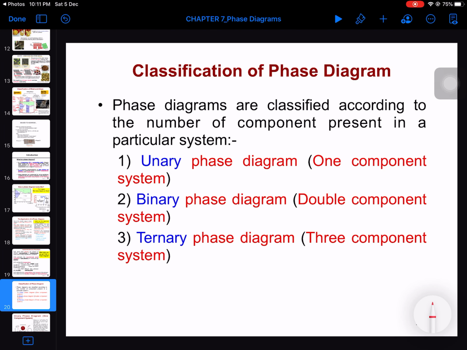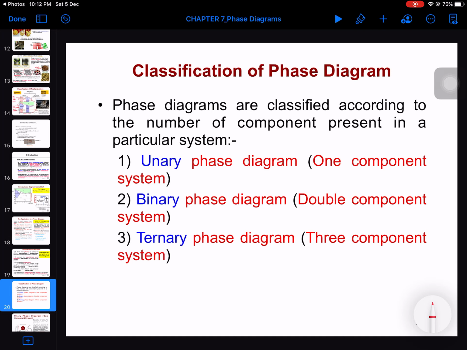Now let's have a look at the classification of phase diagrams. We have three types of phase diagram. The first one is what we call the unary phase diagram. A unary phase diagram is a system containing only one pure metal, referred to as a unary system, which can exist as solid, liquid, and or gas, depending on the specific combination of temperature and pressure. So it's a one component system.